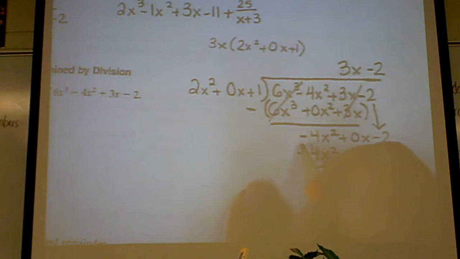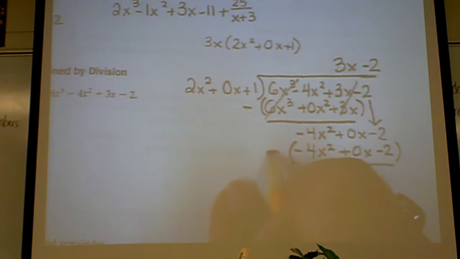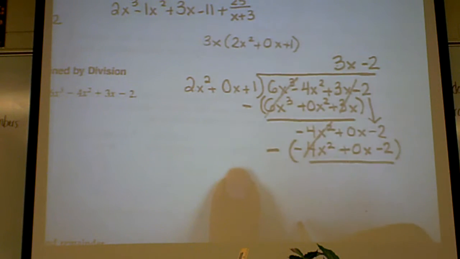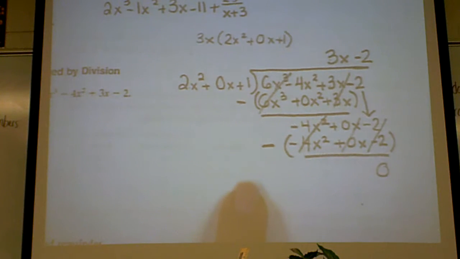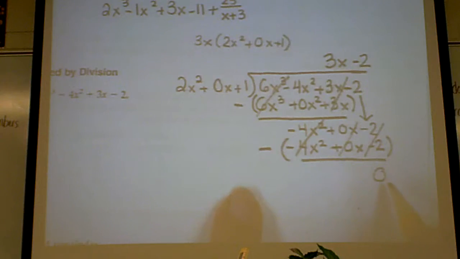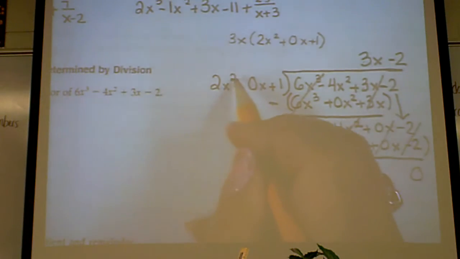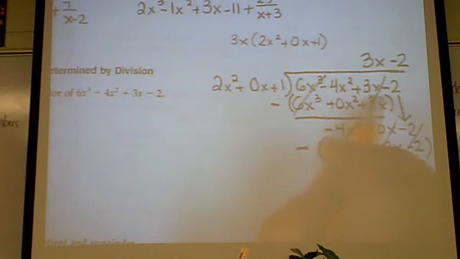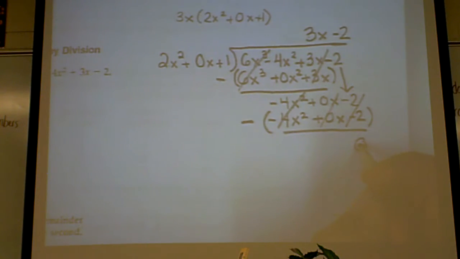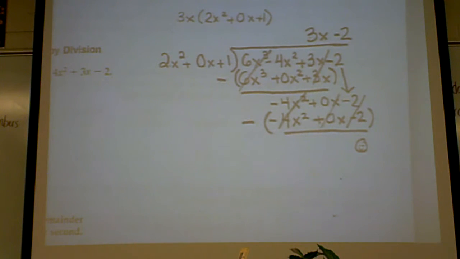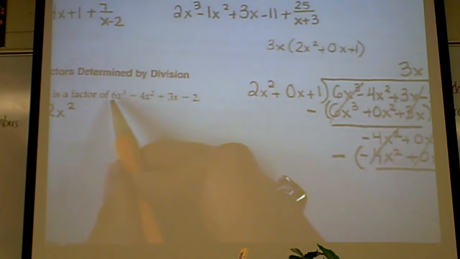Now what do we do with this second row? We subtract it. These will cancel. 0 minus 0, that's canceling. And negative 2 minus a negative 2 is really negative 2 plus 2, which is 0. They cancel. There's nothing to bring down. So, does 2x squared plus 1 go into it evenly? Why evenly? Because there was no remainder. We like that. So this is a factor of this polynomial.